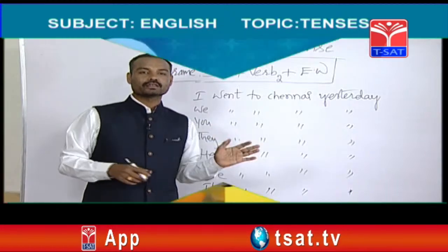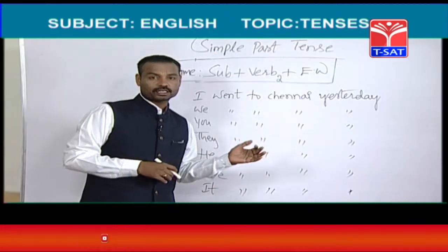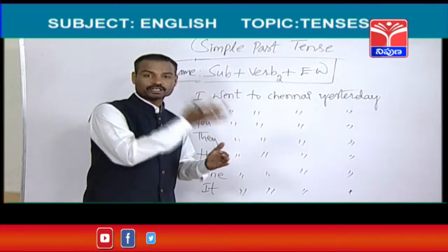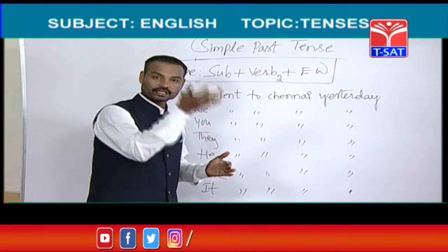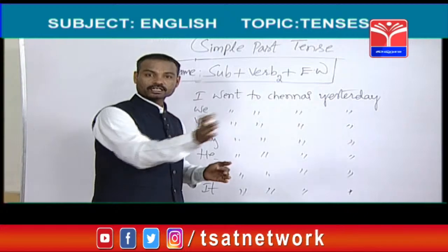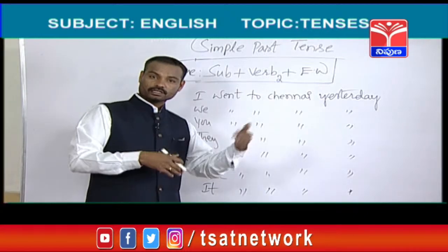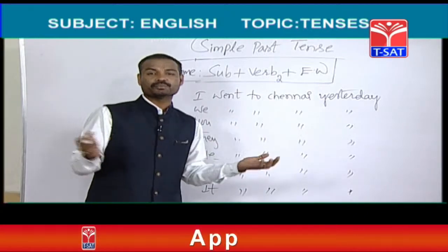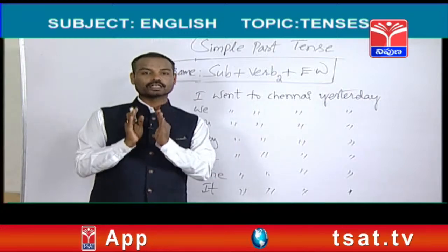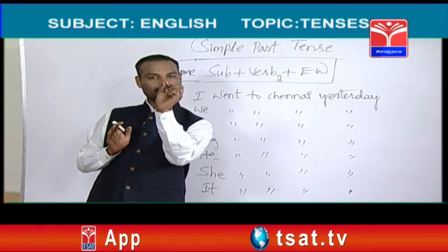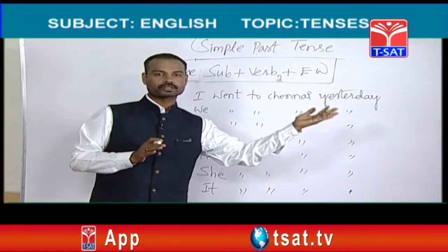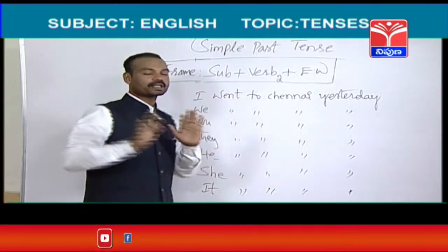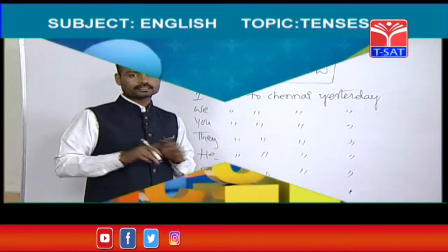Let me tell you one more example. I went to Amaravati last year. We went to Amaravati last year. We went, you went, they went, he went, she went. Srikanth went to Amaravati last year. You can take any subject, whether it is singular or plural. After taking one subject, you must take the second form of the verb, then extra words. So friends, this is the process of writing sentences in this tense, right?